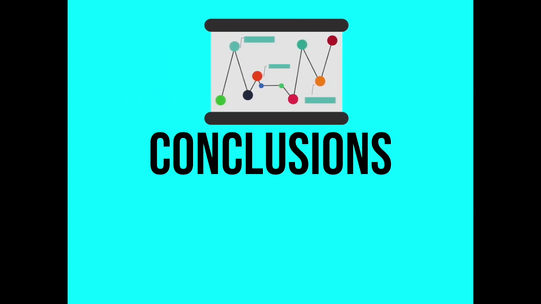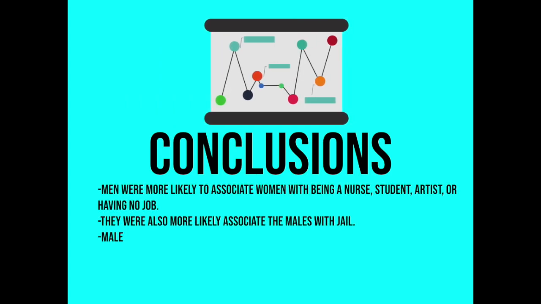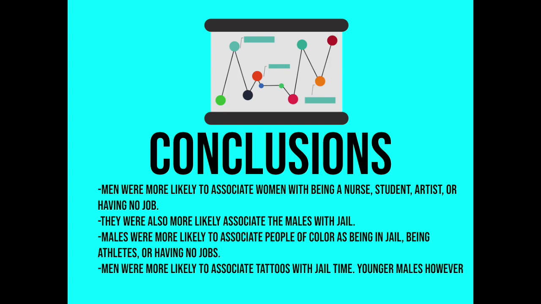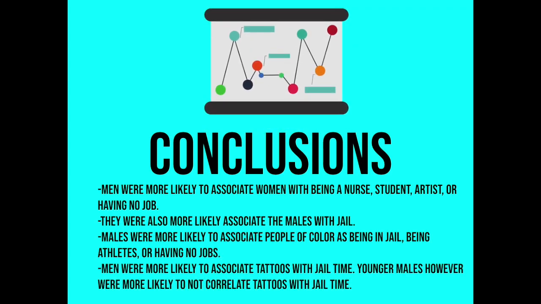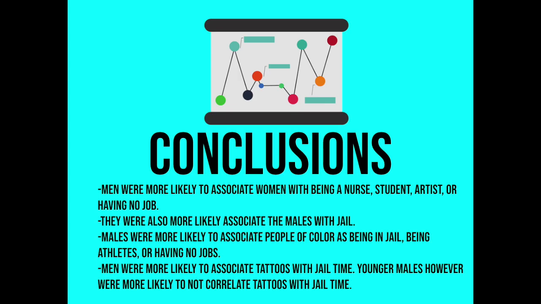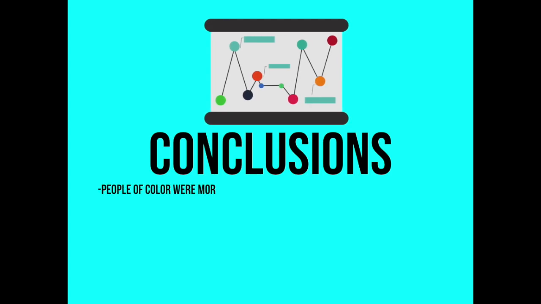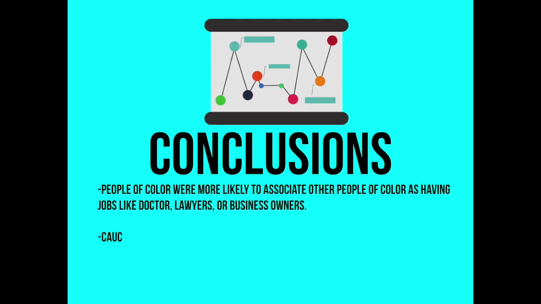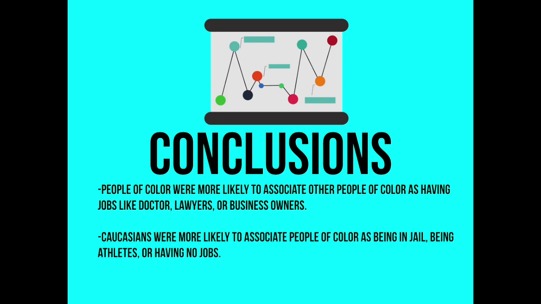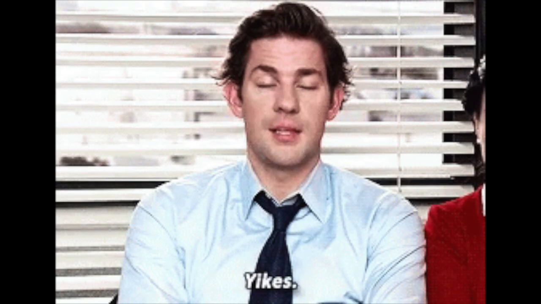Men were more likely to associate women with being a nurse, student, artist, or having no job. They were also more likely to associate the males with jail. Males were more likely to associate people of color as being in jail, being athletes, or having no jobs. Men were more likely to associate tattoos with jail time. Younger males, however, were more likely to not correlate tattoos with jail time. People of color were more likely to associate other people of color as having jobs like doctors, lawyers, or business owners. Yet, surprise! Caucasians were more likely to associate people of color as being in jail, being athletes, or having no jobs.